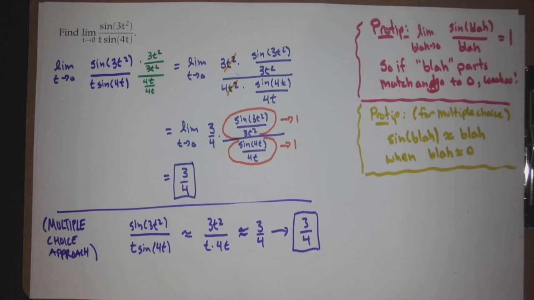Does the multiple choice approach usually only work when it's approaching 0? It works when you have sine of blah is about blah. So when the sine of whatever is about. When your blah is not close to 0, forget it. Okay, so if it was like t approaching 5, for example. Yep. That's what I'm saying.